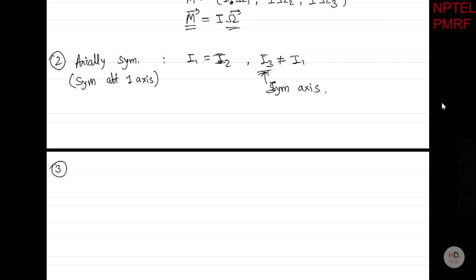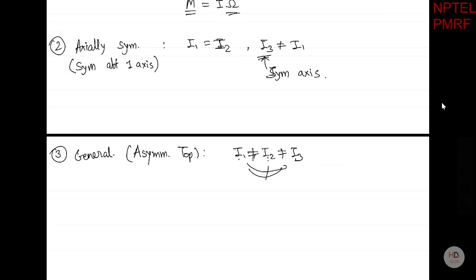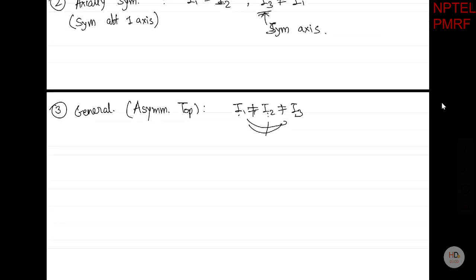And the third one is the general case, without any symmetry. The term we used was asymmetric top, in which I1, I2, I3 are all unequal. So these two are different, these two are different, and these two are also different. In this case, you can't make any statement about where the principal axes would be because there are no symmetries. You just have to do calculations, diagonalize your matrix, and see.